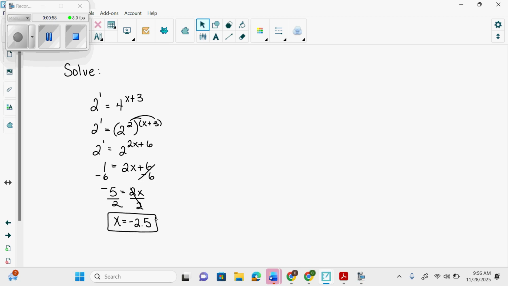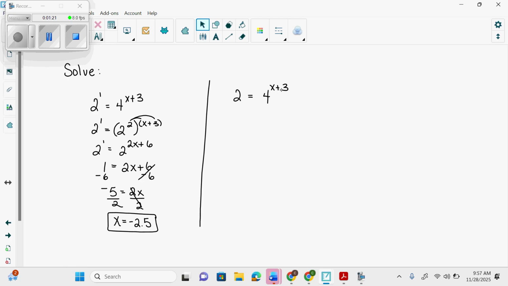Okay. So common base sometimes works. Converting always works. Common base only works when you can actually make them be common, right? If I gave you like 8 and 27, you can't make them be the same base. You'd be stuck. So what would we do in that instance? So we have 2 equals 4, x plus 3.